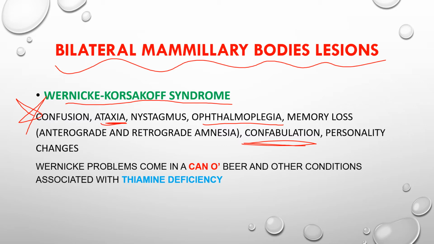confabulations, and personality changes. Now, this Wernicke problems come in a CANOBEER. CANOBEER is a mnemonic for remembering these key points. For example, C stands for confusion, A stands for ataxia, N stands for nystagmus, and O stands for ophthalmoplegia. C could also be confabulation. It's better to remember confabulation than confusion. So C for confabulation, A for ataxia, N for nystagmus, and O for ophthalmoplegia.